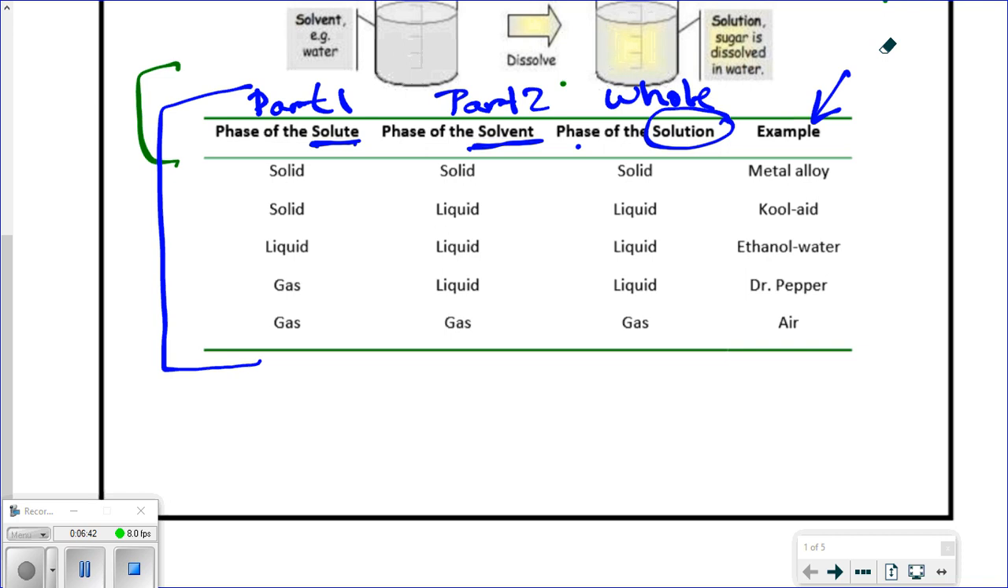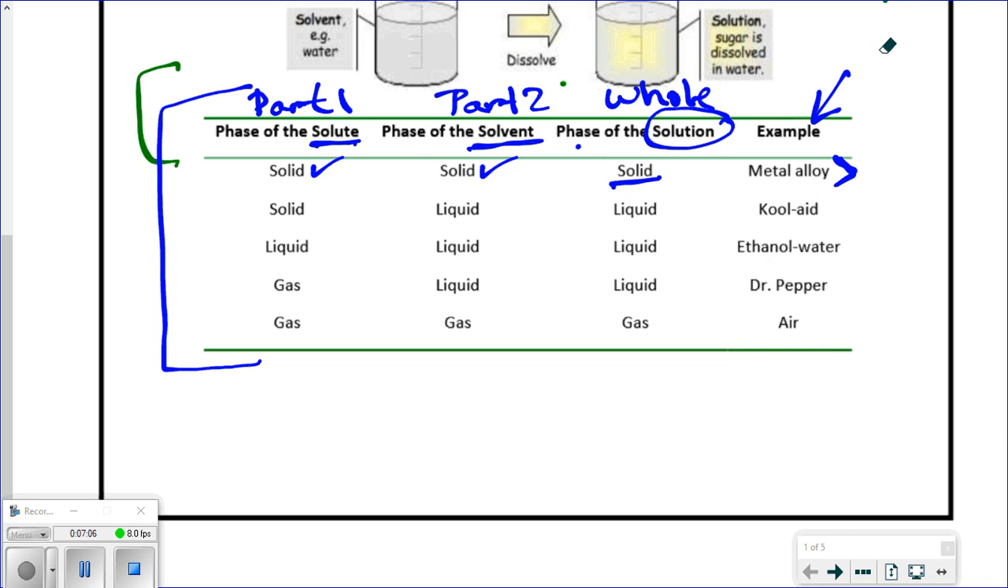So the phase of the solute, if the solute is a solid and the solvent is a solid, this is kind of rare, okay? This is kind of weird to think about. An example of that is our metal alloys. Now, what do we have to do when we actually mix those guys? They have to be a liquid, right? You melt the metal, you mix it together. But at room temperature, the solution is a solid.